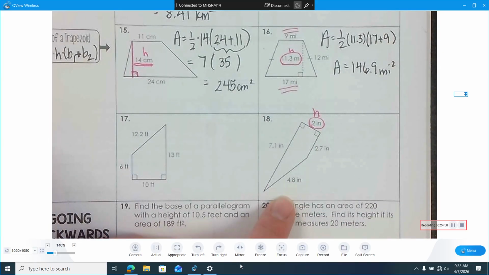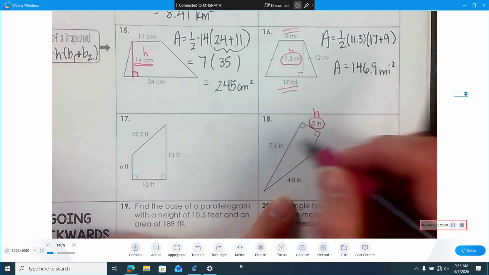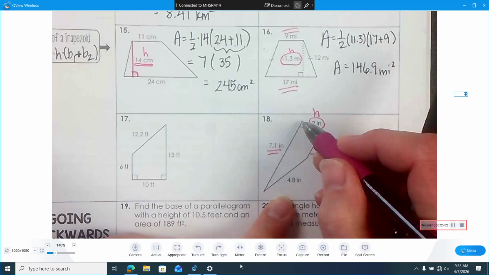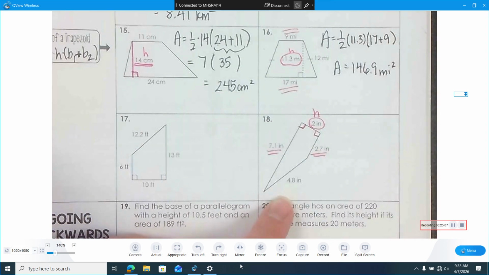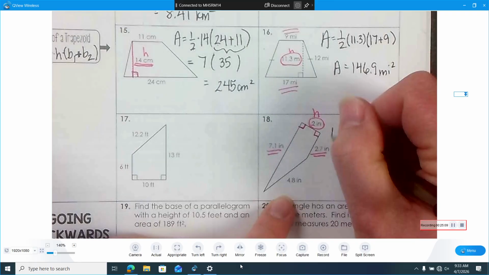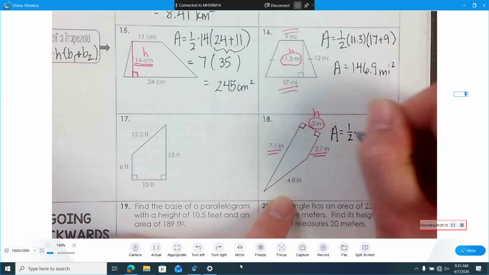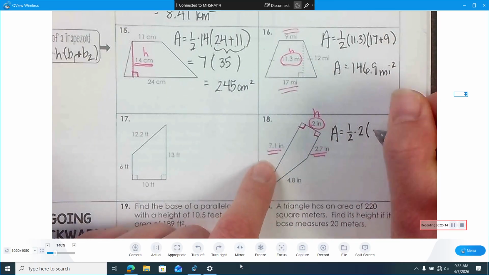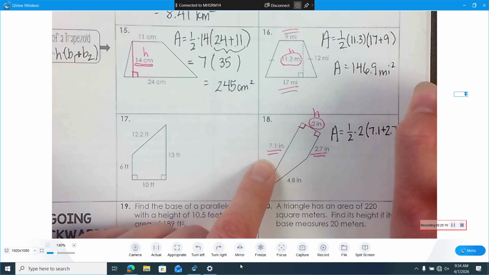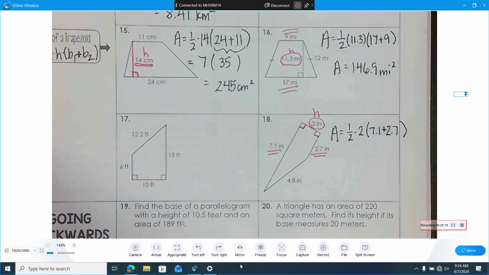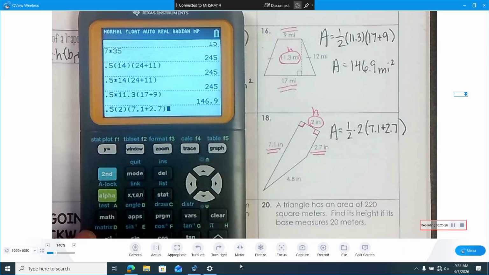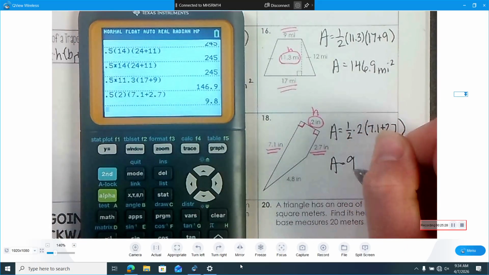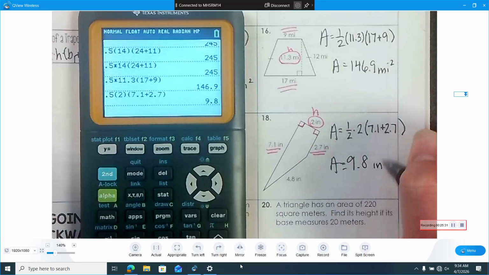Very good. Which means what's our base 1 and base 2? Yeah, very good. So there's our two top pieces. Again, they're connected to that height by those right angles. So that's really, really important. So our area is 1/2 times the height times the sum of the bases. So 1/2 times 2 times 7.1 plus 2.7. And we get 9.8 inches squared.